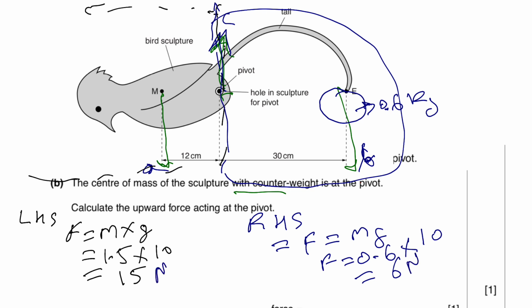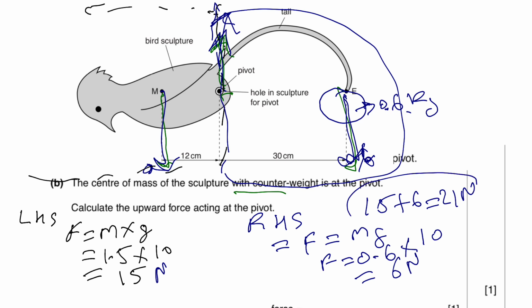Now we have to add both, because we want to find out the upward force. So the upward force is equal to this plus this, both the downward forces. This is the formula for moment: upward force equals downward force. So 15 plus 6 equals 21 Newton. So the answer is: the upward force acting on the pivot is 21 Newton. So this part of the question we have done.